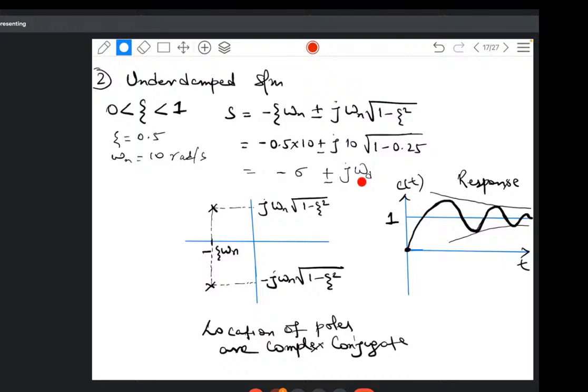As you can see, along with the oscillation, I have zeta omega n present. Zeta omega n is the attenuation factor or the damping factor which will try to attenuate the oscillation. So any oscillation about the steady state will decrease and damp out. And finally, my response will reach the steady state.